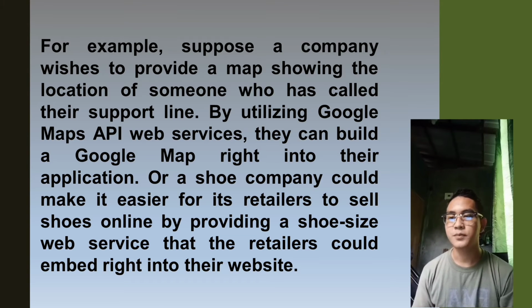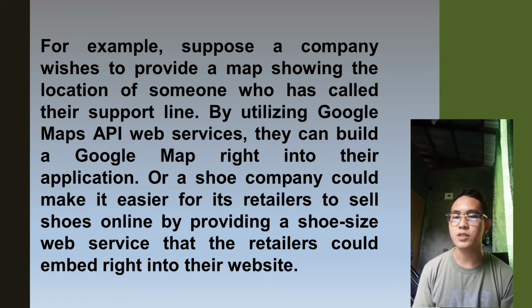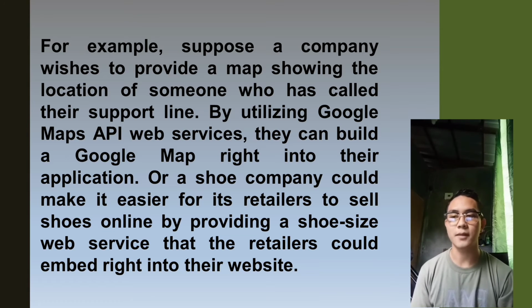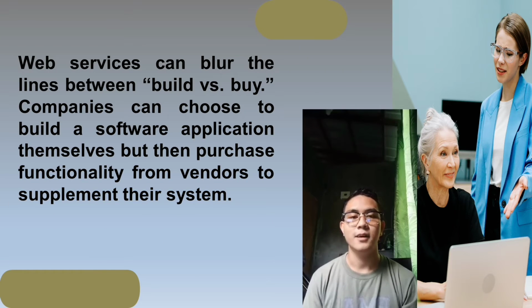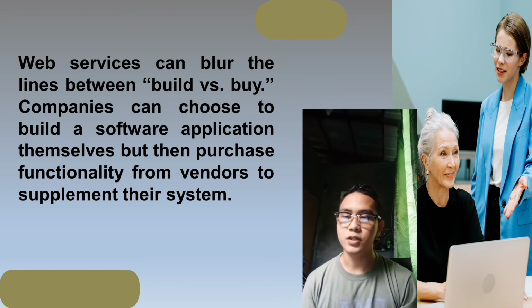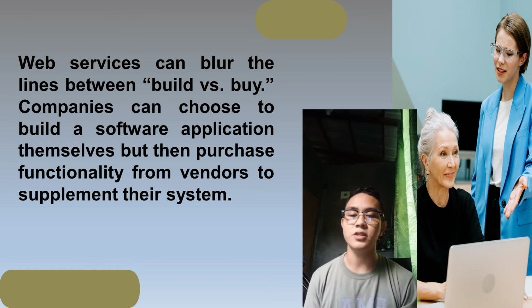For example, suppose a company wishes to provide a map showing the location of someone who has called their support line. By utilizing Google Maps API web services, they can build a Google map right into their application. Or a shoe company could make it easier for its retailers to sell shoes online by providing a shoe size web service that the retailers could embed right into their website. It can blur the lines between build versus buy. Companies can choose to build a software application themselves, but then purchase functionality from vendors to supplement their system.